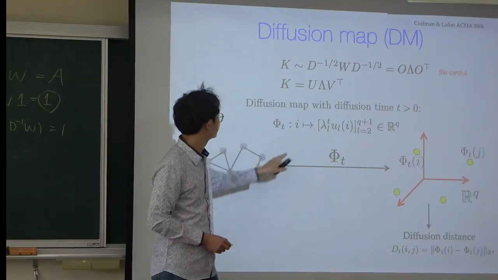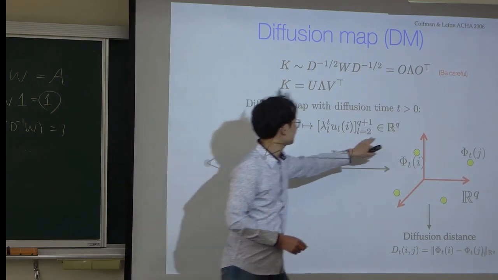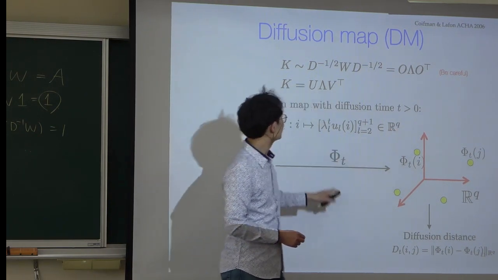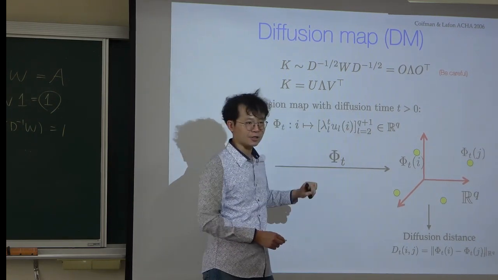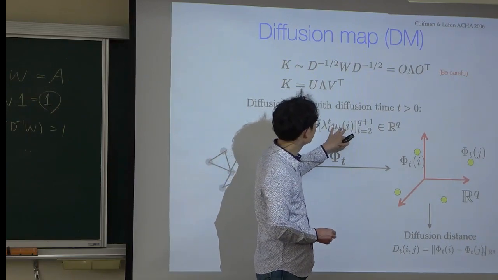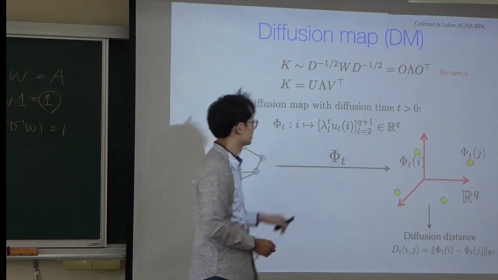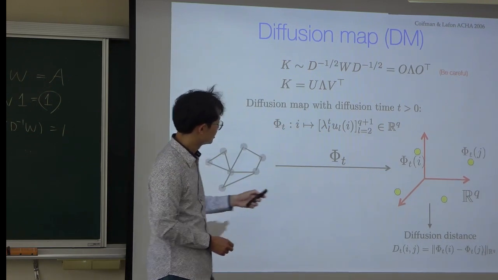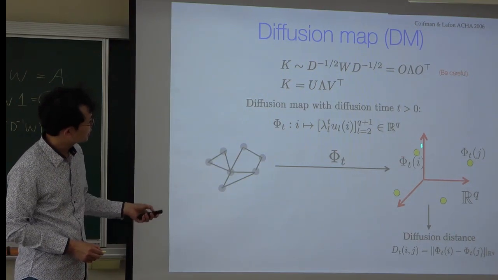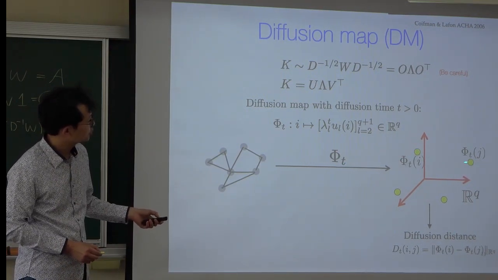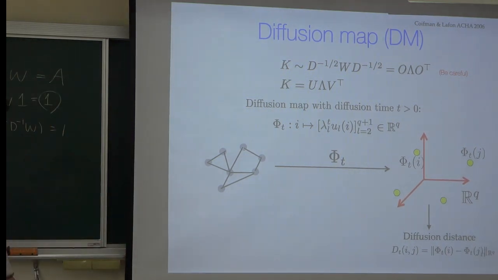And what we do is, for the ith data point, we map it into a Q-dimensional space, using the eigenvalues and the eigenvectors' ith entries. This is a new point in the Q-dimensional space, the embedded point on the right-hand side. And once we get an embedding, we can evaluate the L2 distance between two embedded points, and that is called the diffusion distance.